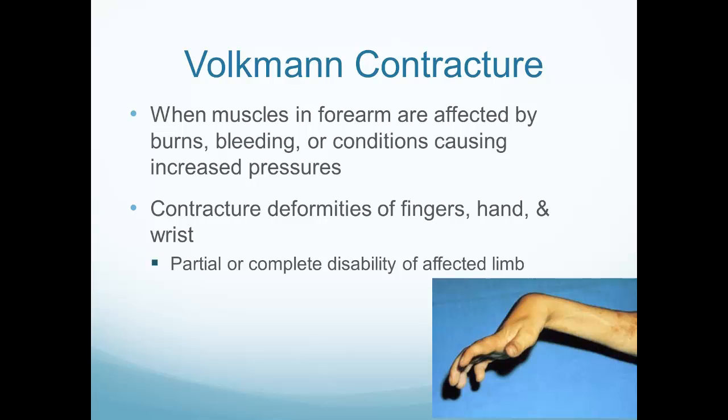When ischemia starts to progress in a patient with compartment syndrome, we can get what's called a Volkmann contracture. Now, this contracture you're seeing here in the picture is not the result of a fracture. It's just a contracture of the muscles as a result of having too much pressure in that compartment, which is then causing ischemia of the nerves.